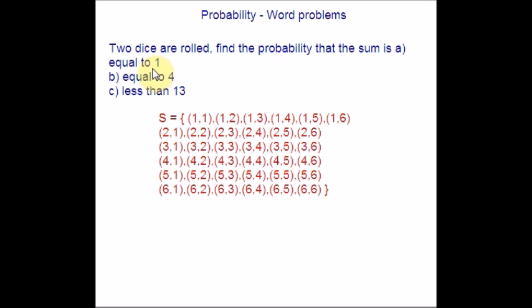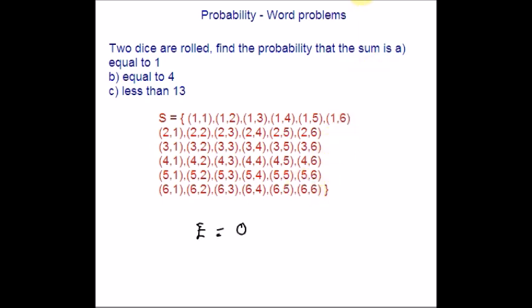Part A is the sum is equal to 1. So this is the starting value, 1 plus 1, which is equal to 2. The minimum value of the sum of the outcome is 2. So there is no event which gives the sum that is equal to 0. Am I right? So let E be the event sum equal to 1, and from the list of the sample space we can say that there are no outcomes which correspond to the sum equal to 1.